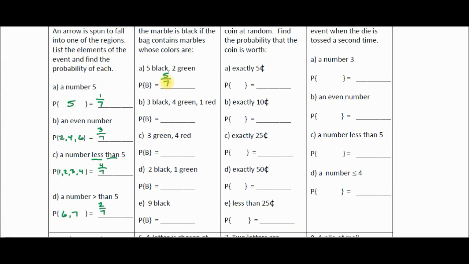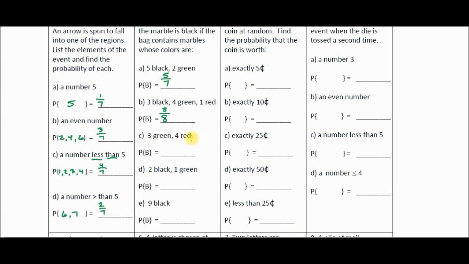Sometimes, class, on these questions, if I have to add a bunch of numbers to figure out the total outcomes, I'll add those up first. But in this case, we can do the math in our head. 5 plus 2 is 7. Okay. What's the probability of getting a black marble if you had these marbles in the bag? Well, there are 3 black marbles. Those make me happy. And there are 3, 4, 5, 6, 7, 8. There are 8 total marbles.